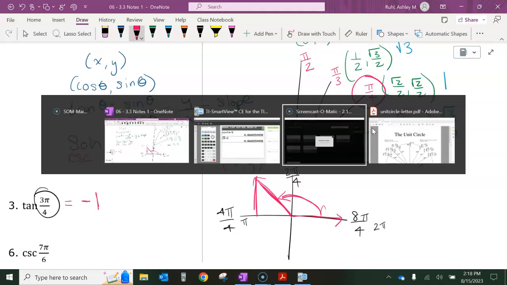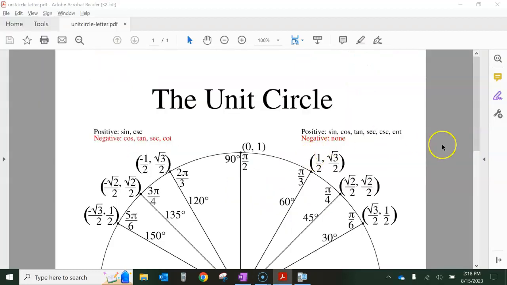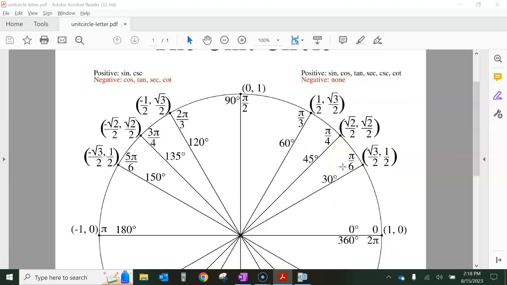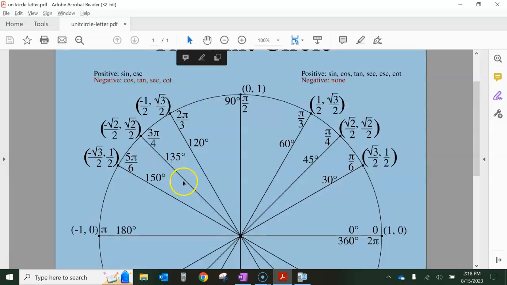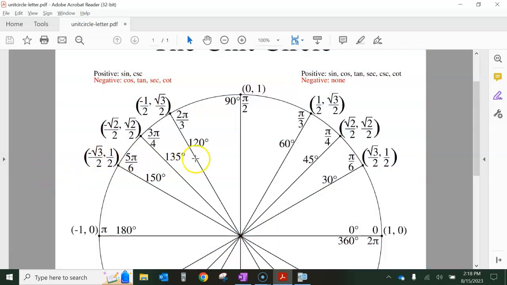And I can even look at an entire unit circle, and I can see that right here. If I look at the whole entire thing, you can see right here for 135 at 3 pi over 4, it's just square root 2 over 2 divided by negative square root 2 over 2. Well, that's a number divided by its negative number. So anything divided by itself is 1. So this is just negative 1.